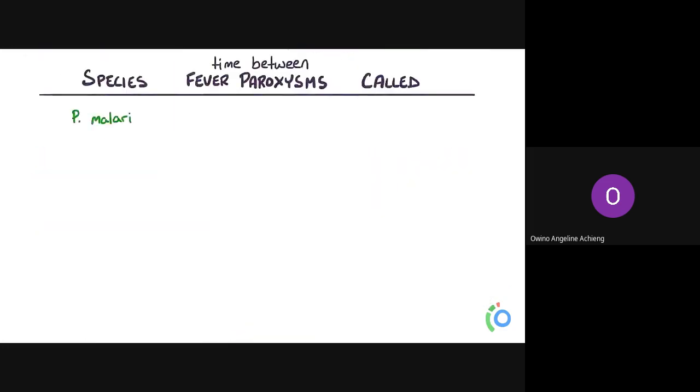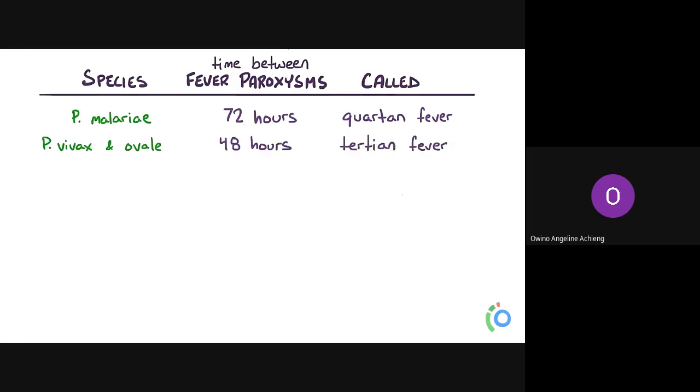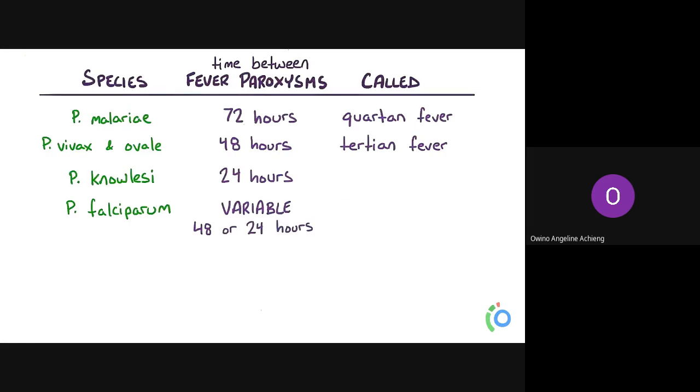For Plasmodium malariae, fevers happen every 72 hours, and is called a quartan fever. For Plasmodium vivax and Plasmodium ovale, fevers happen every 48 hours, and these are called tertian fevers. For Plasmodium knowlesi, the fever happens every 24 hours, and for Plasmodium falciparum, the pattern can vary, sometimes following the pattern of a tertian fever, while other times the fevers happen daily, earning it the name malignant tertian fever.